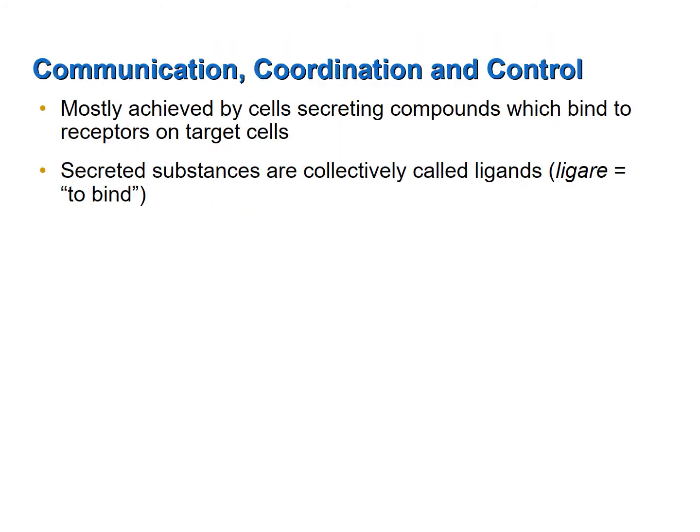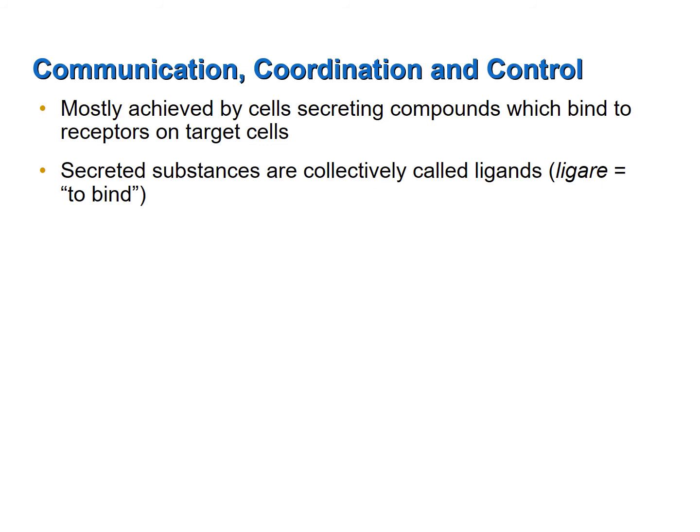The endocrine system communicates, coordinates, and controls other cells, organs, and organ systems by secreting compounds which bind to receptors of their target cells. Now, I want to introduce a new term to you, and it's a ligand. A ligand is a compound that binds to receptors. It comes from the Greek word ligare, which means to bind.